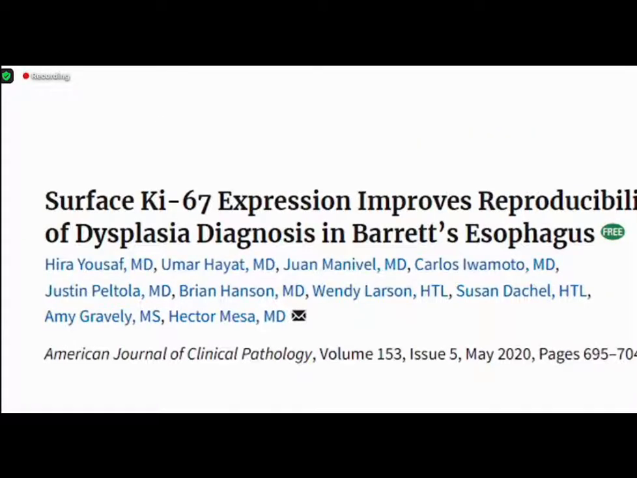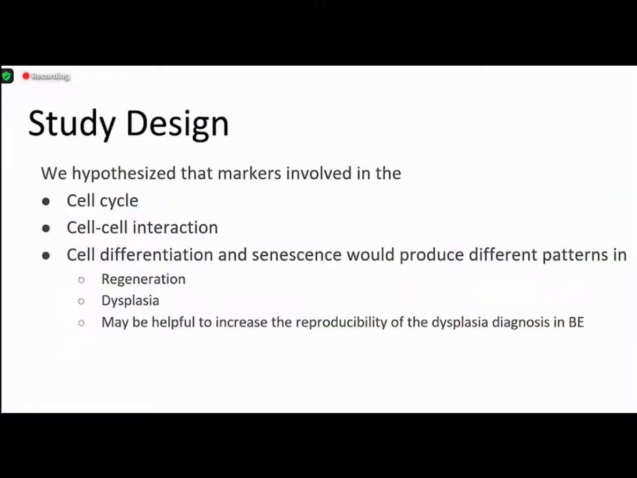So this brings us to our study that has been published. And like I mentioned, Dr. Mesa was my mentor as a senior author on this project. And Dr. Manival, Dr. Iwamoto, and Dr. Beltula were involved from our pathology department, along with Dr. Hansen and his team from the gastroenterology department.